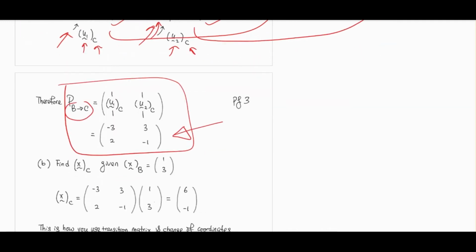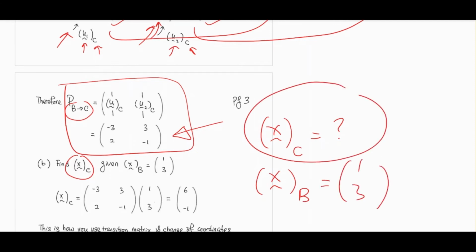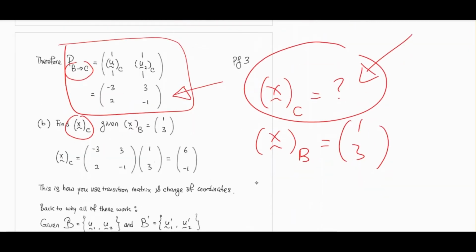Now, how do we use this transition matrix? So now we have a vector x. We don't know what vector x is, but we do know the coordinates of this vector x relative to basis B. This is what we have: 1, 3. We want to find the coordinates relative to basis C. So how do we do that? Well, remember this will be given by P, B to C, times the coordinates of x relative to B.